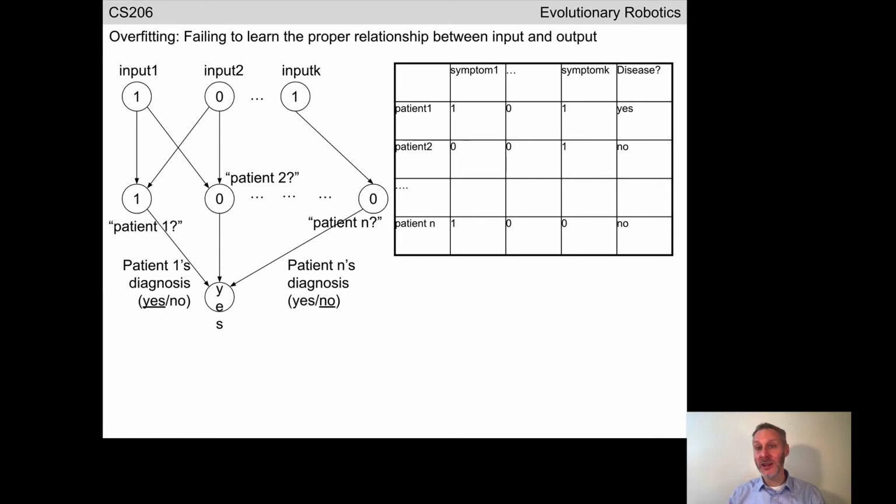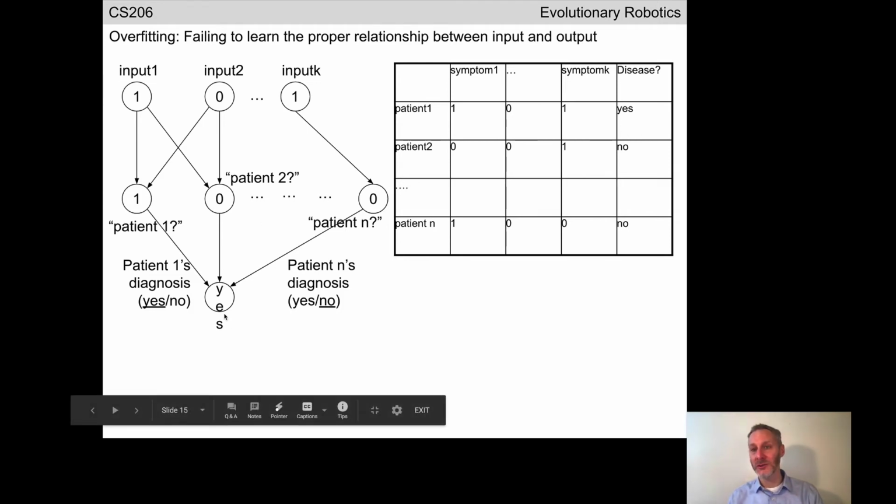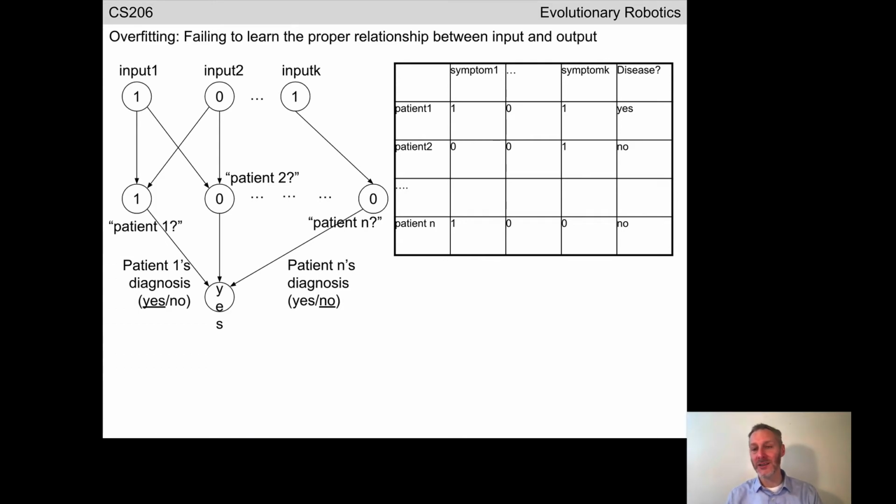The problem with cheating, of course, for us students as well as for neural networks, is that if the n+1th patient comes in, this thing only recognizes the first n patients. It doesn't recognize the n+1th patient. So there's no way of knowing what the neural network will do in that case, and it's probably unlikely to give a correct diagnosis.